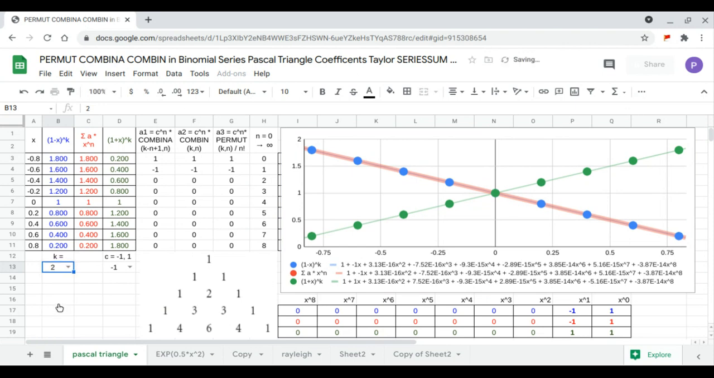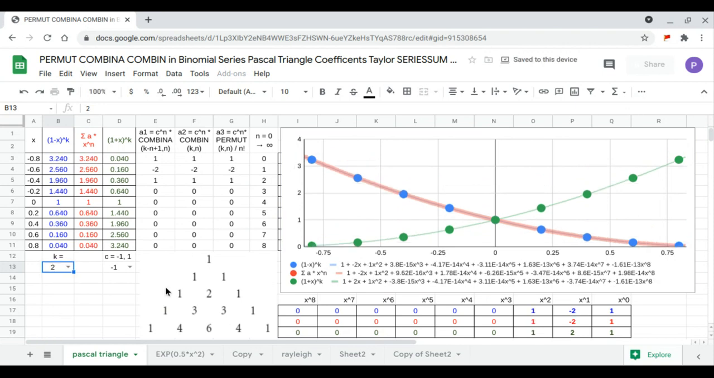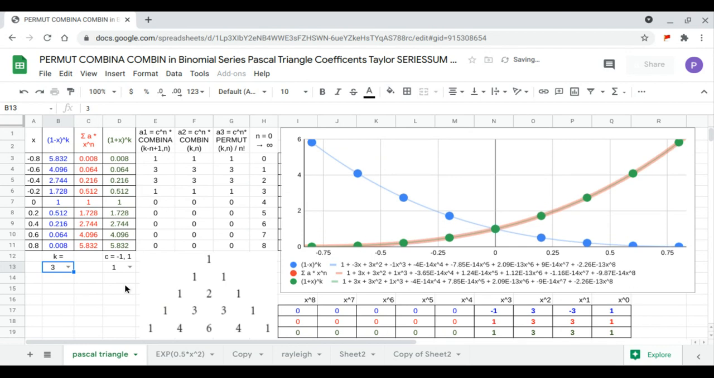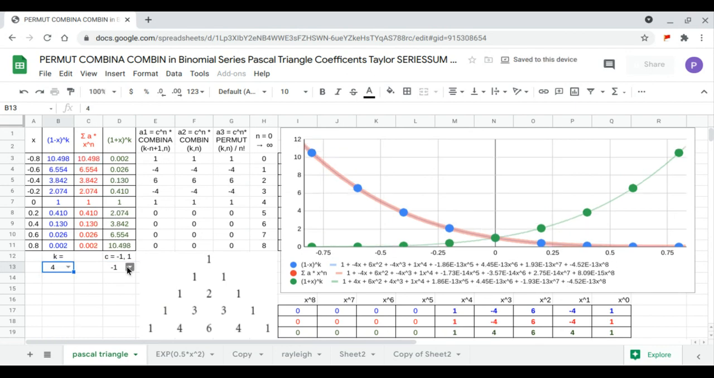K equals 2. We can change it to 1. K equals 3. We can change this to minus 1. K equals 4. We can change this to positive 1.